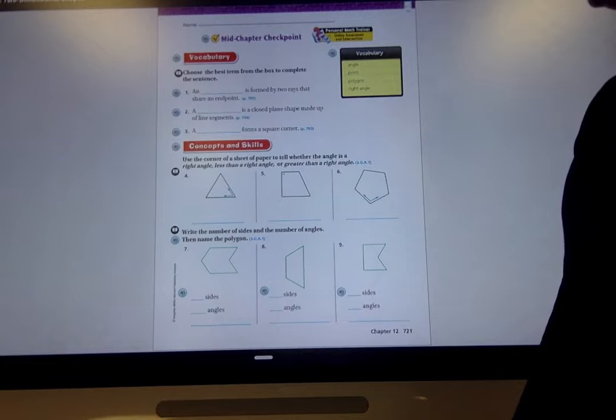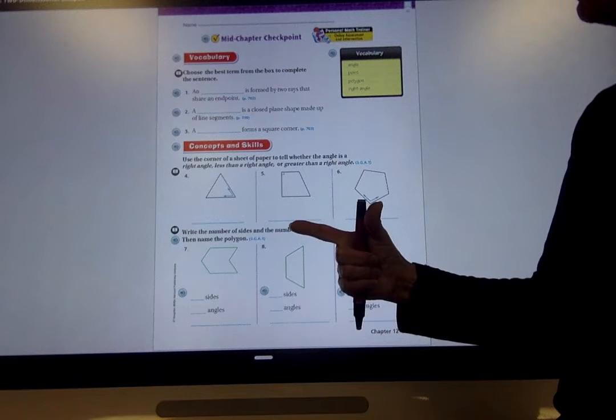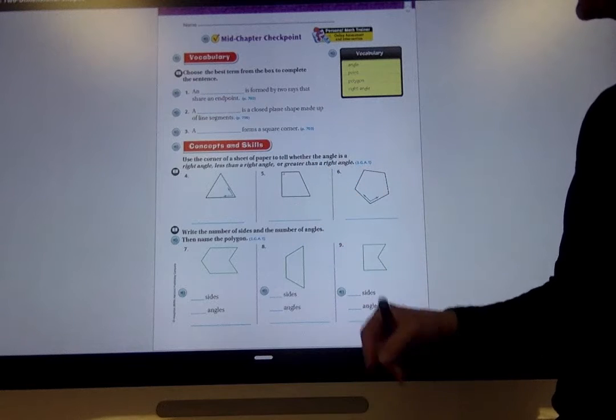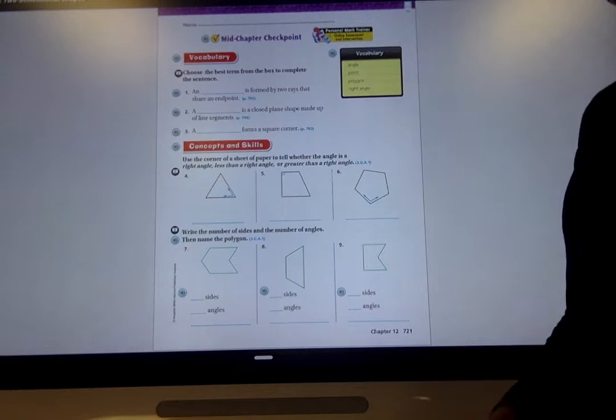Number two, a blank is a closed plane shape made up of line segments. It's closed, it's a plane shape, and it's made of line segments. Is that a point, a polygon, or a right angle?